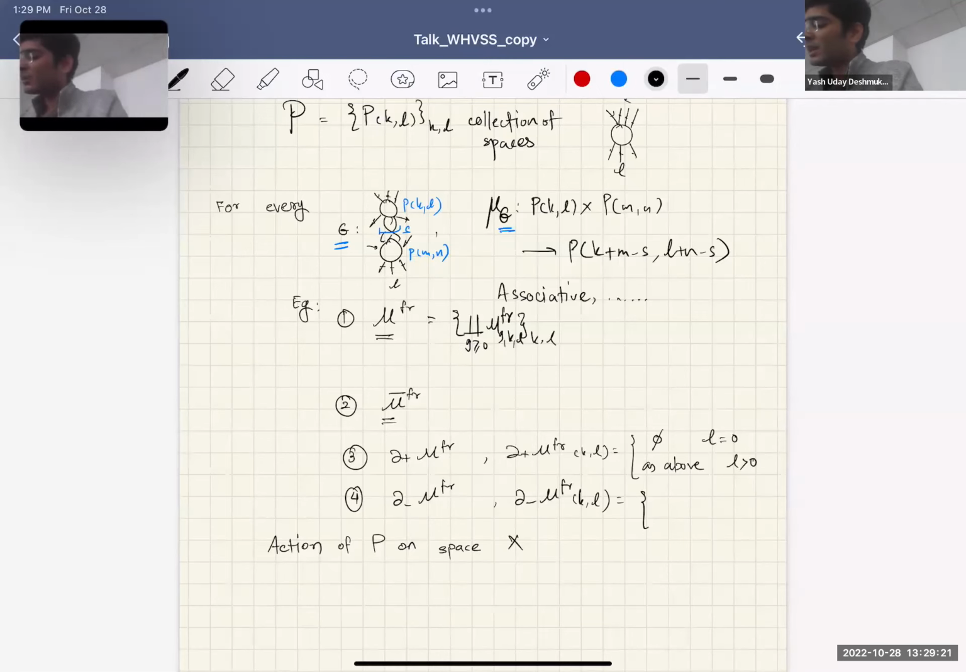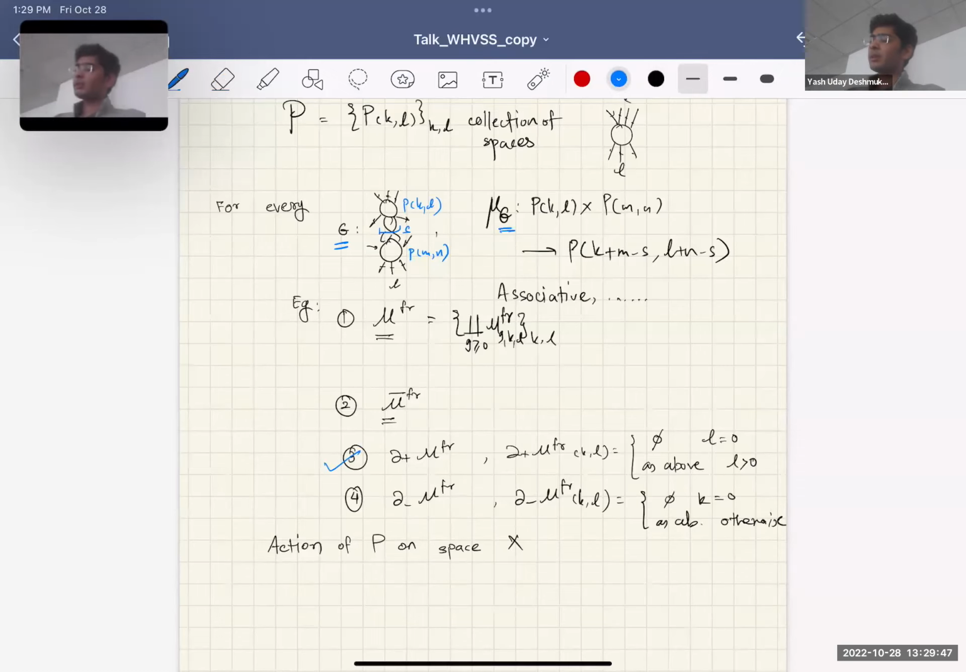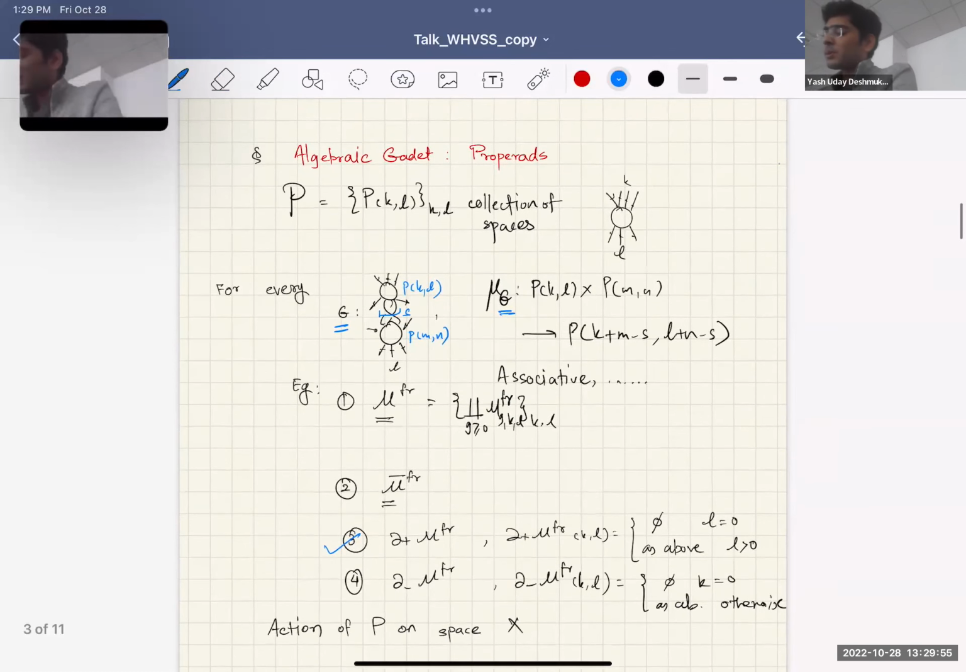And similarly, you can talk about negative boundary M framed, which is Riemann surfaces which have at least one input. So this is going to be empty if k is 0 and as above otherwise. The second one is probably not going to play much role, but the first one is something that will feature later on. So these are the examples of properads that we have seen. I think they're pretty natural examples.